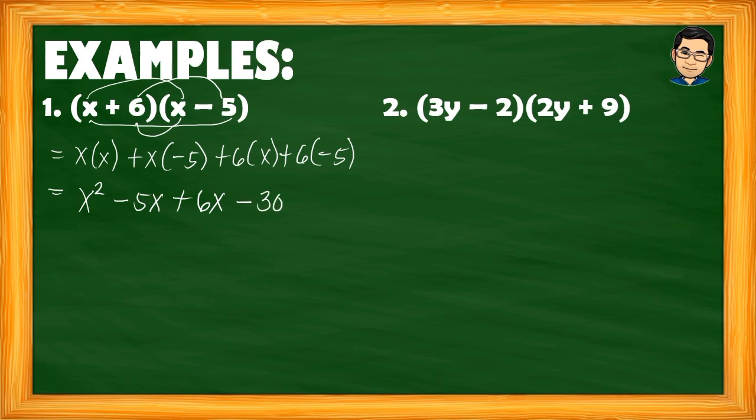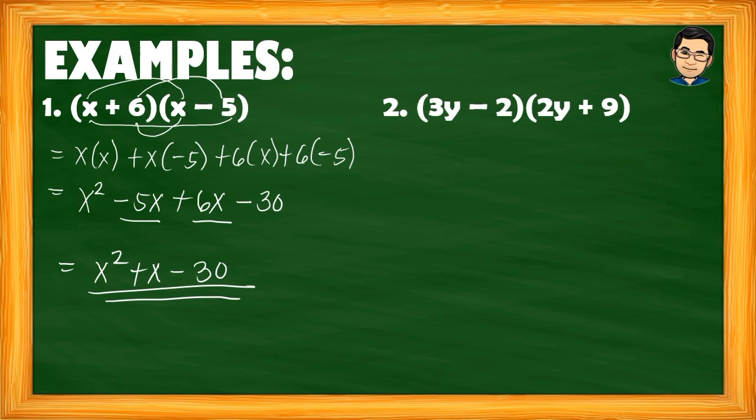And then, we combine like terms: negative 5x and 6x. Negative 5x plus 6x is positive x. Since unlike sign po sila, we have to follow the sign of the bigger value and then we proceed to subtraction. So our final answer will be x squared plus x minus 30.